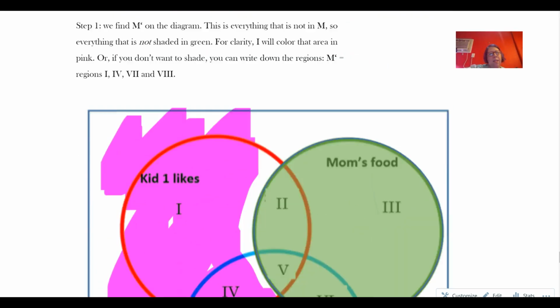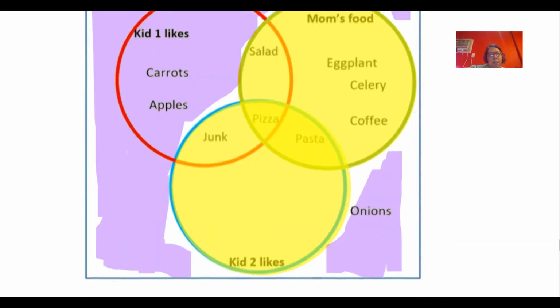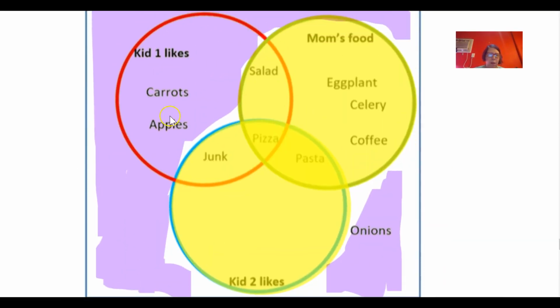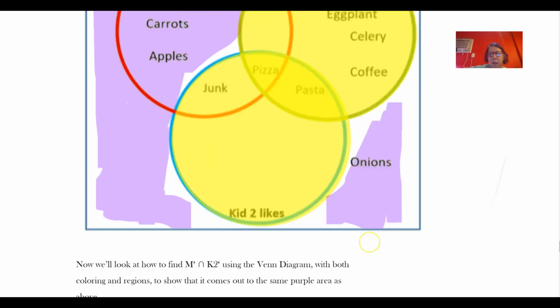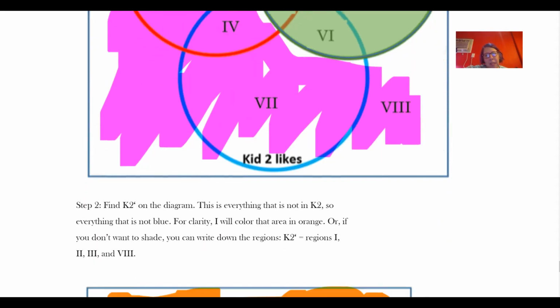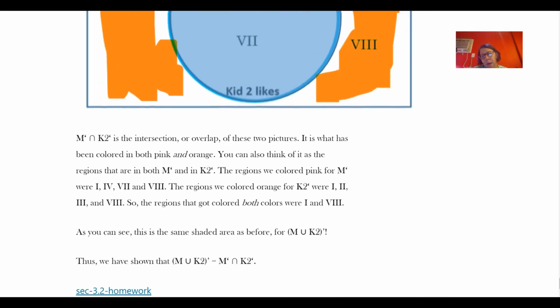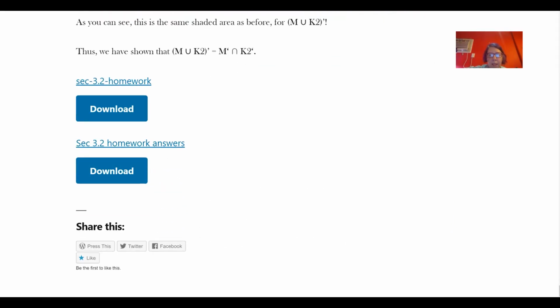But guess what? That's the same as the regions we got here. This is region 1 and this is region 8 right here. It's the same as the complement of that union. So maybe that's a little hard to take in one go. And that's why on your project, you'll have more figuring out how De Morgan's laws work and why these two are equal to each other.